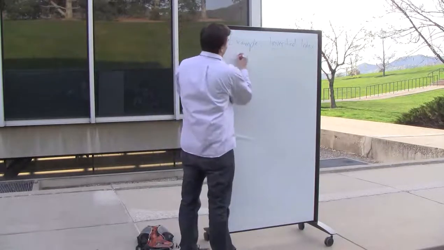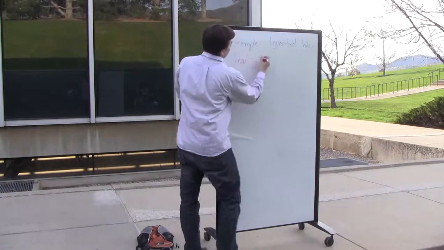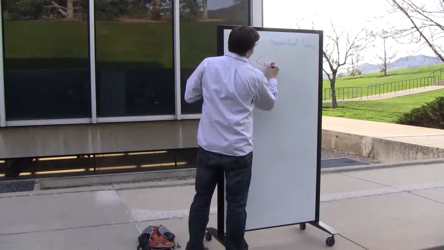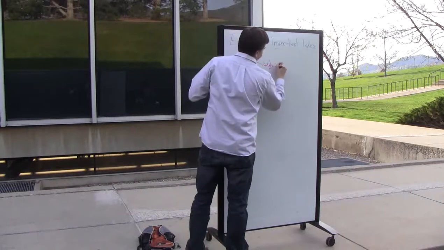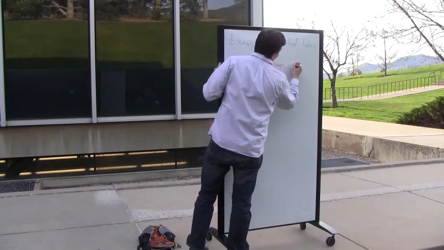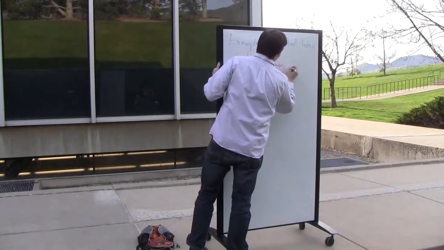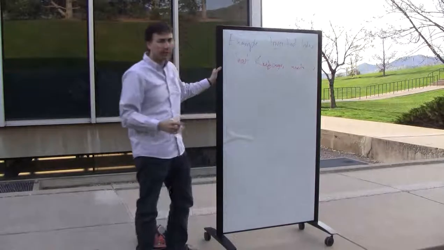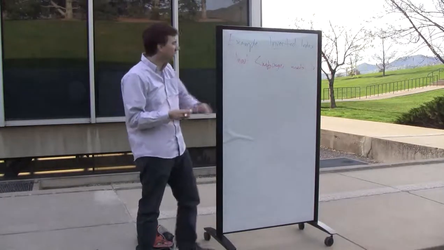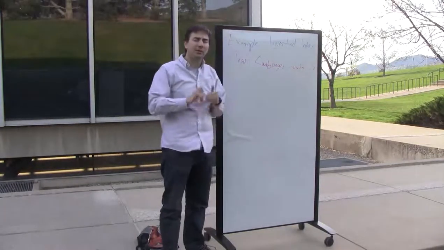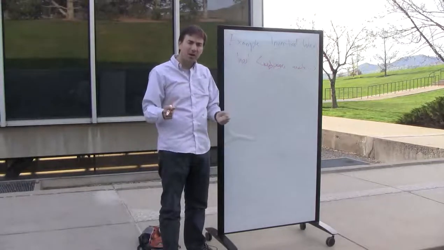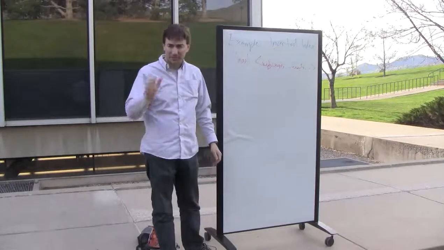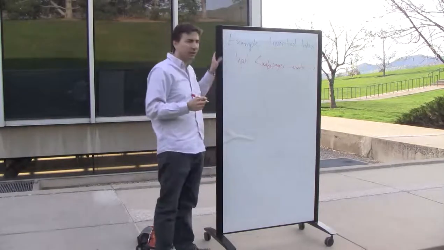So the input is a bunch of web pages, and they're full of words, and the output is you want to have the key being the word, and then the value being the set of all web pages that have that word on it.